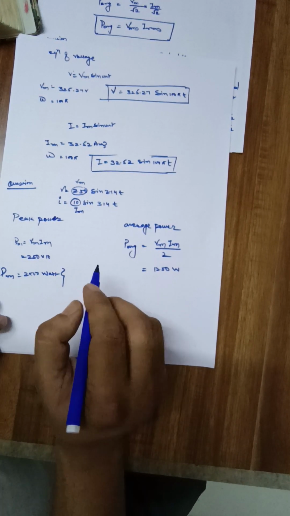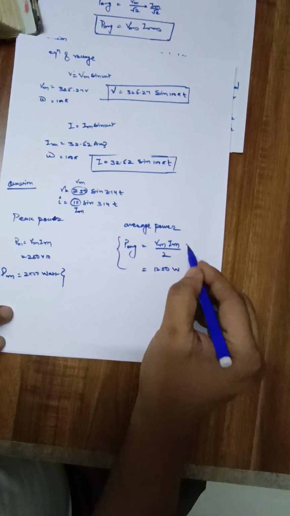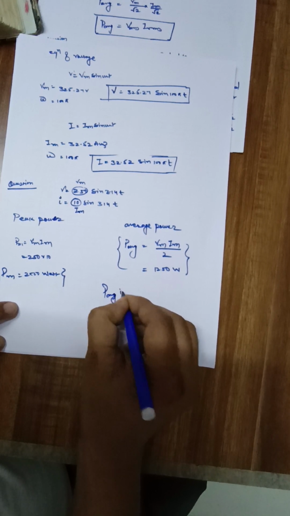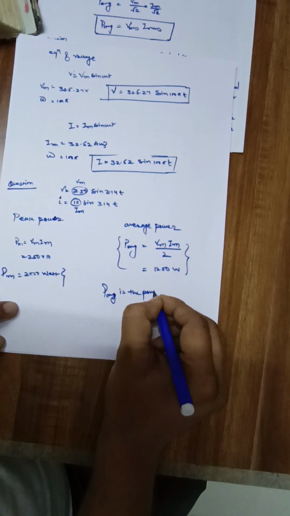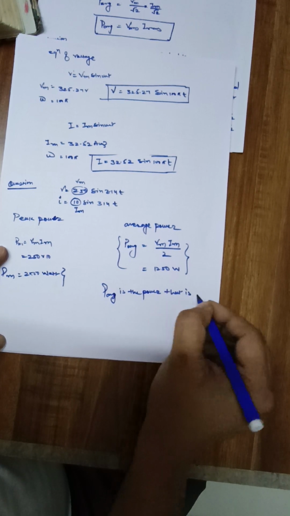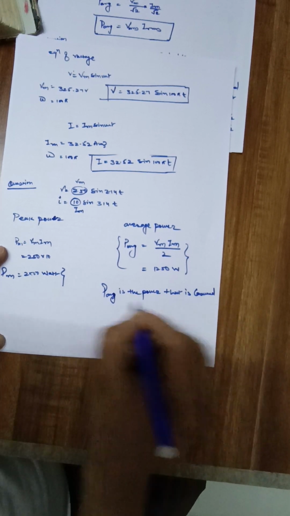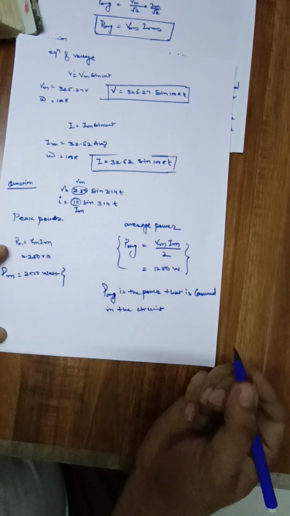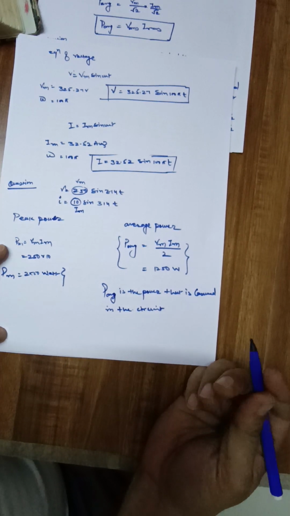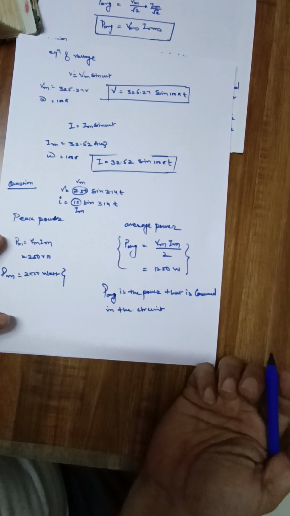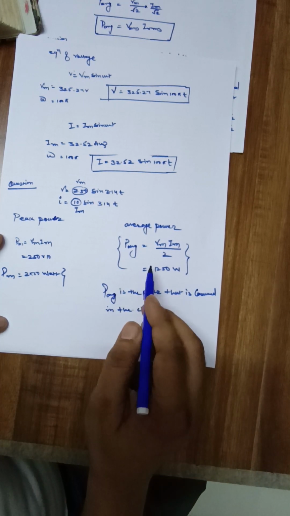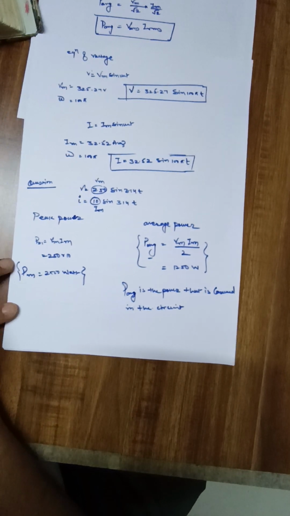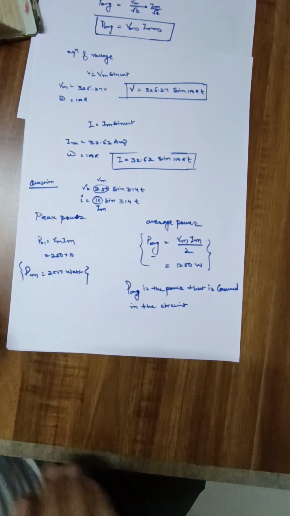So here what you have to know, P average is the power that is consumed in the circuit. We are having a resistive network, so the resistor will dissipate some power in the form of heat. So this is the power that is consumed in the circuit. This power is P average. Clear? This is the simple concept about a circuit having resistance only.